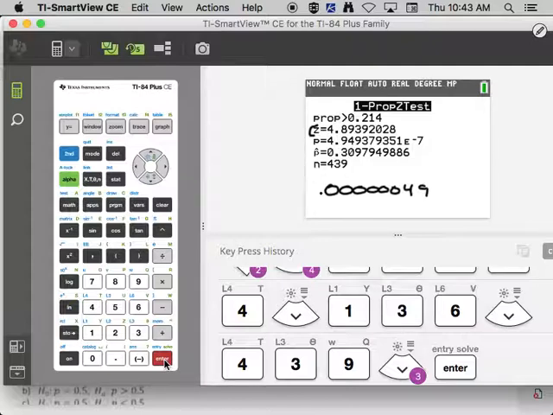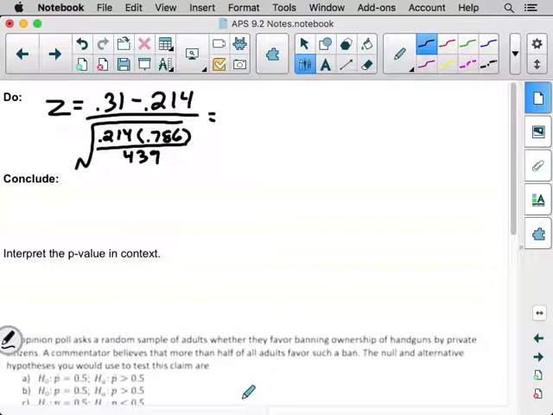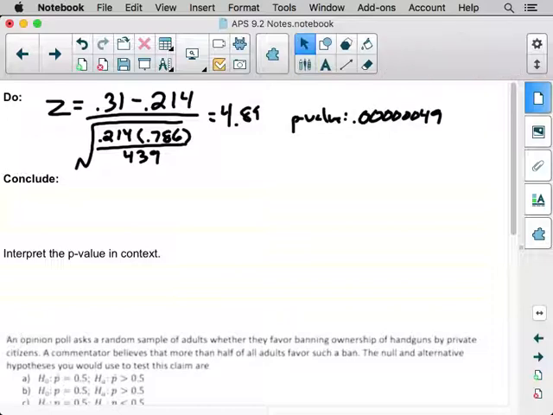So remember, this was 4 point what? 89. P-value 0.1, 2, 3, 4, 5, 6. There we go. And in our conclusion, remember this time our conclusions come in 3 pieces. A direct comparison to the significance level. So we're going to say our p-value is definitely smaller than our significance level.